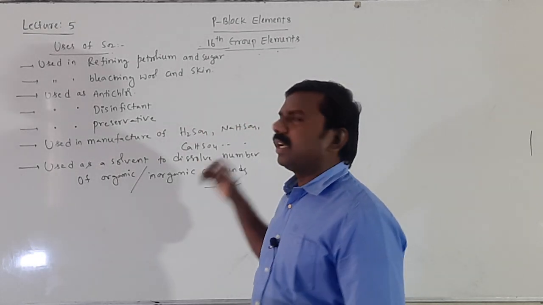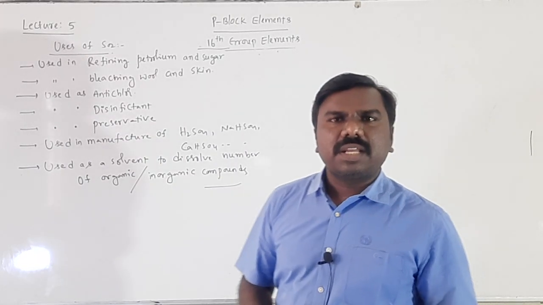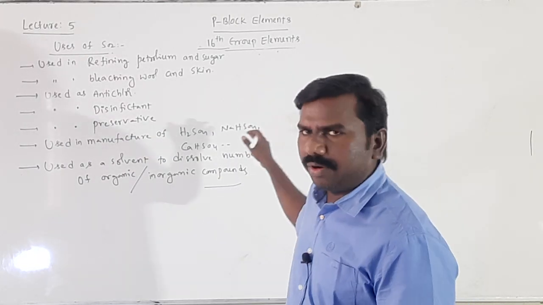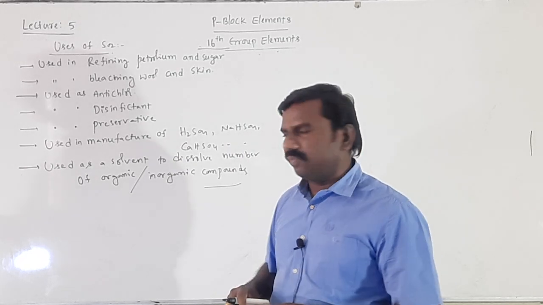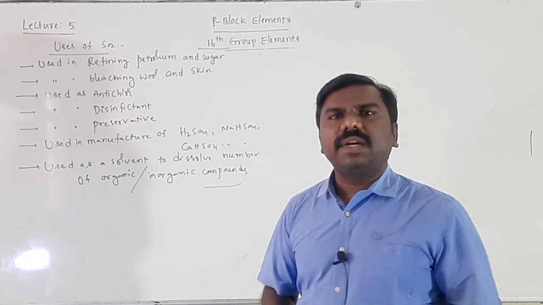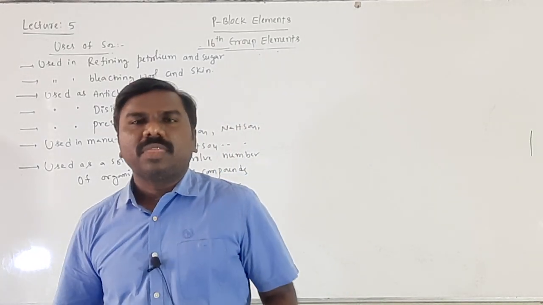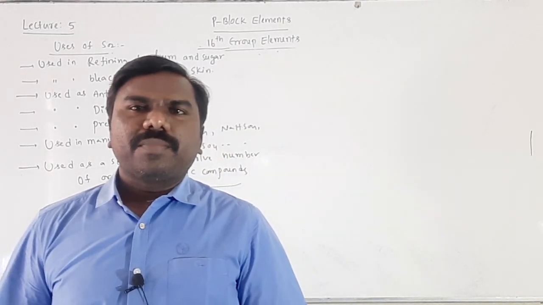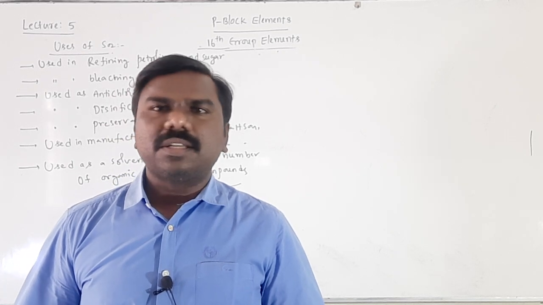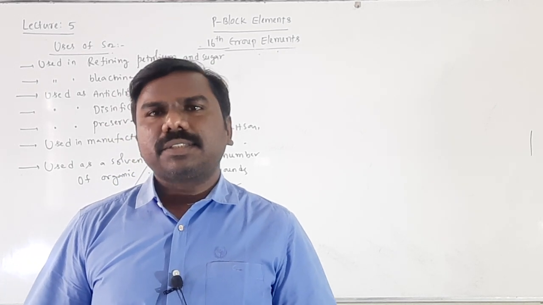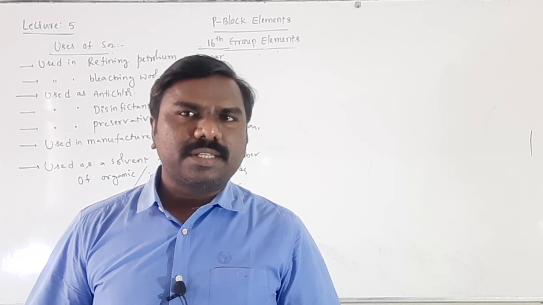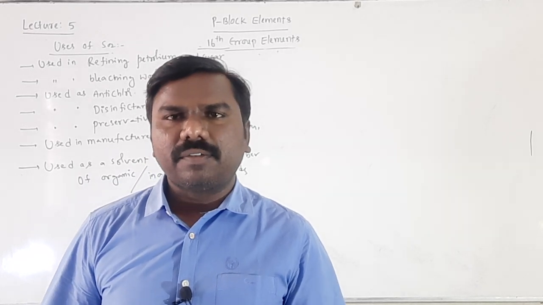Preservative. Used in the manufacture of chemicals like sulfuric acid, sodium hydrogen sulfate, calcium hydrogen sulfate, and used as a solvent to dissolve many organic as well as inorganic compounds. This is our second sulfur compound, that is SO2. Now the next one is sulfuric acid, that is, oxo acids of sulfur.